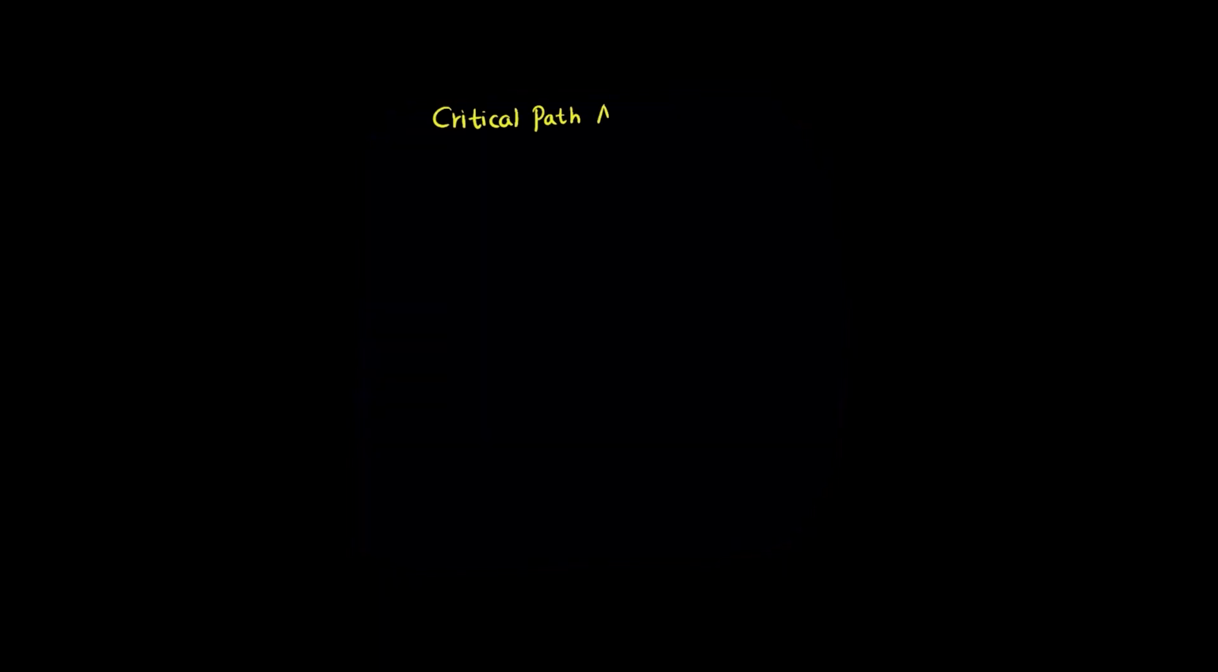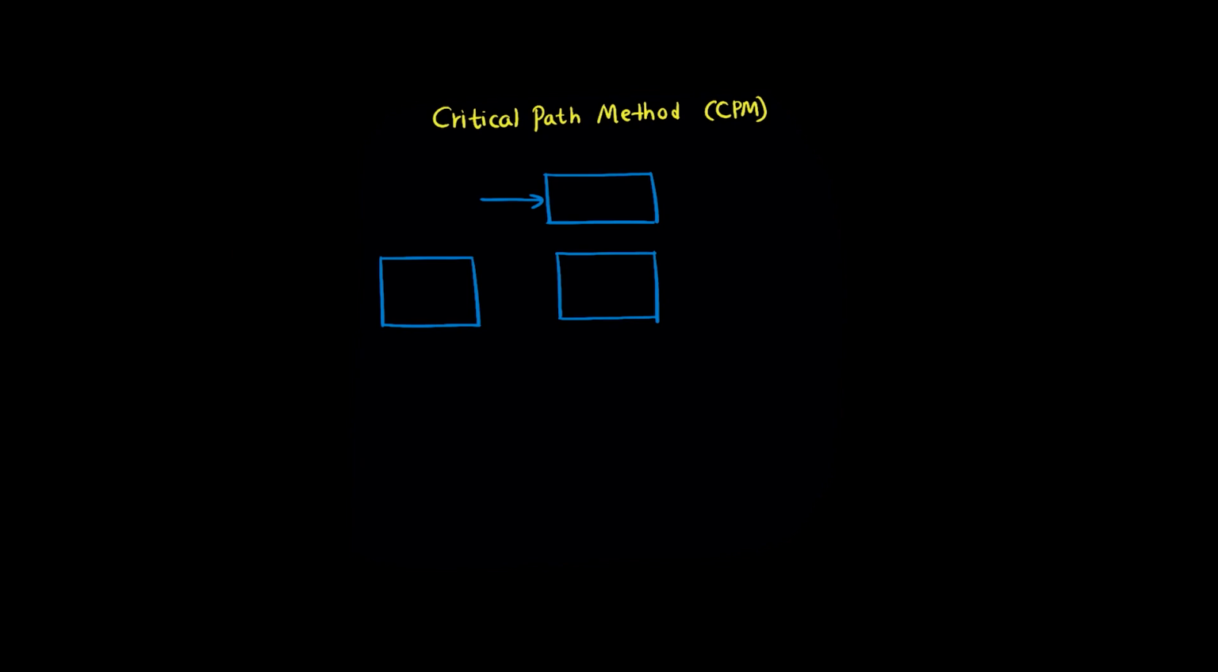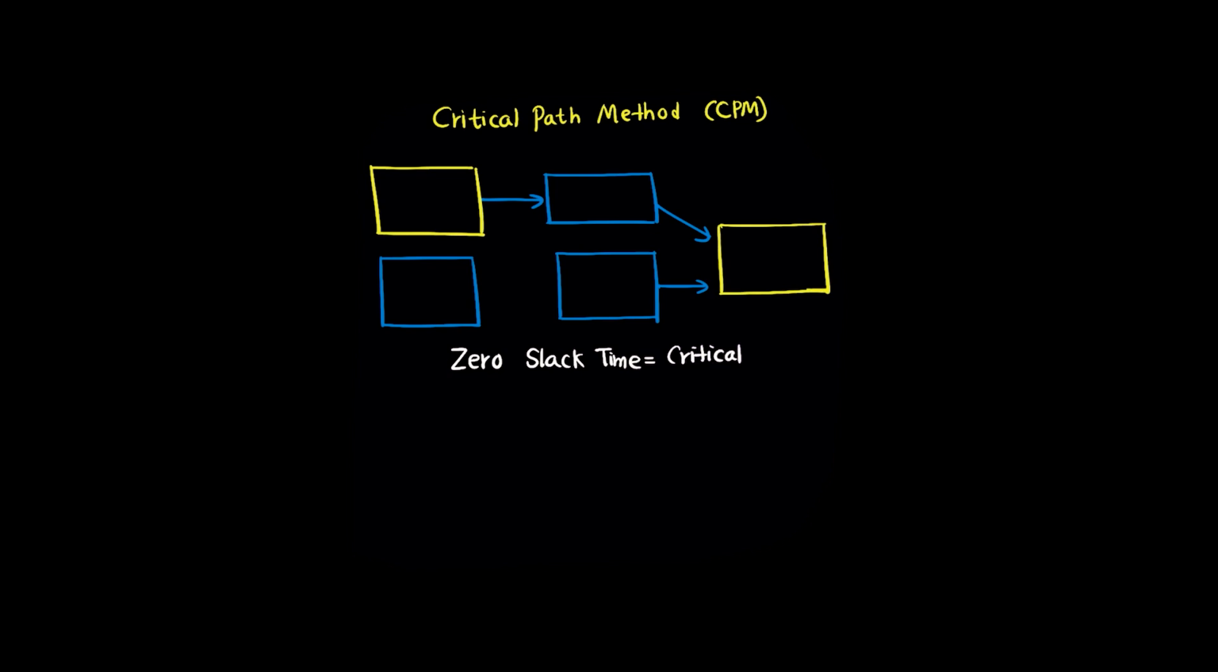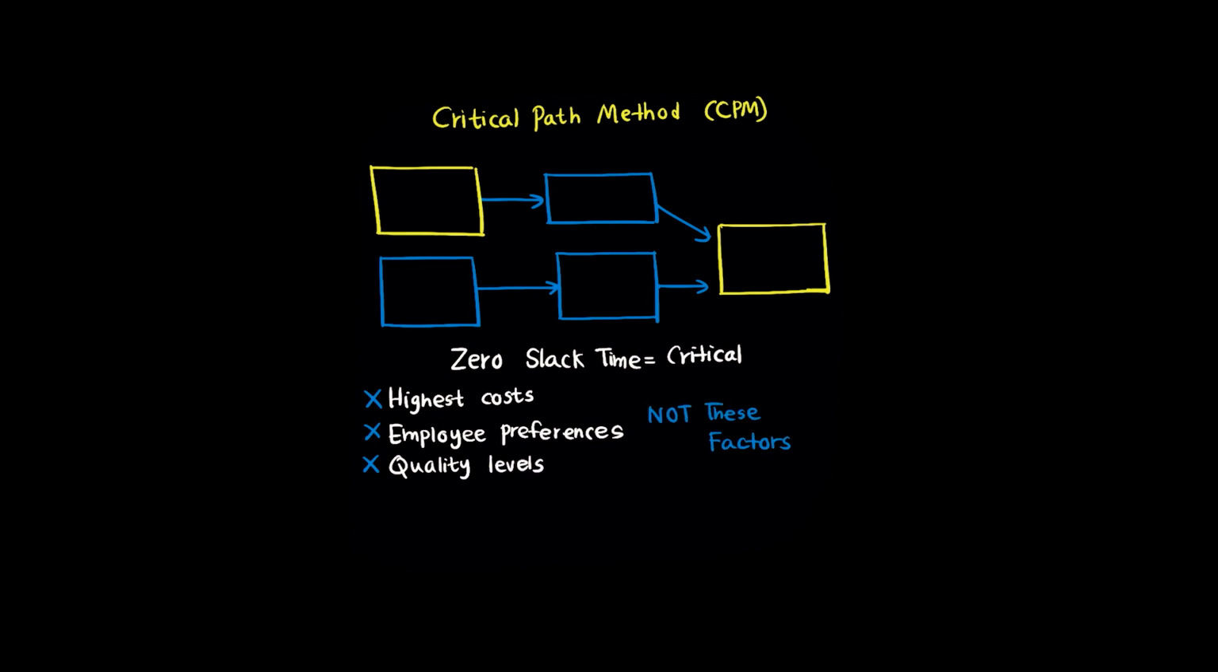The critical path method identifies the most important tasks in any project, but what makes them critical? It's all about time and deadlines. CPM calculates which tasks have zero slack time, meaning any delay in these tasks directly delays the entire project. These tasks form a chain where each must finish for the next to begin. It's not about which tasks cost the most. An expensive task might have plenty of slack time. It's not about employee preferences or quality standards. The critical path is purely about deadline impact. If task A on the critical path takes one extra day, your project finishes one day late. Period. This helps managers focus resources appropriately.